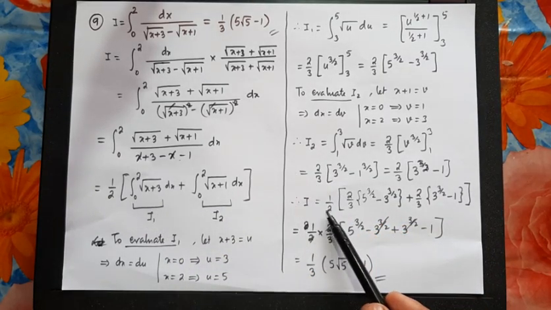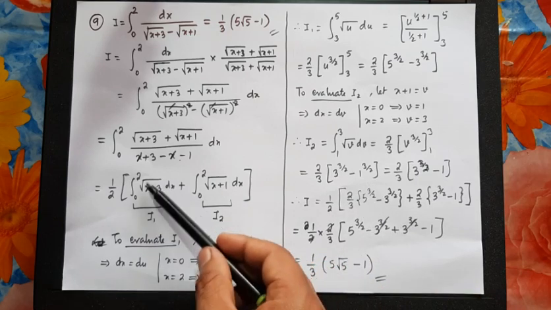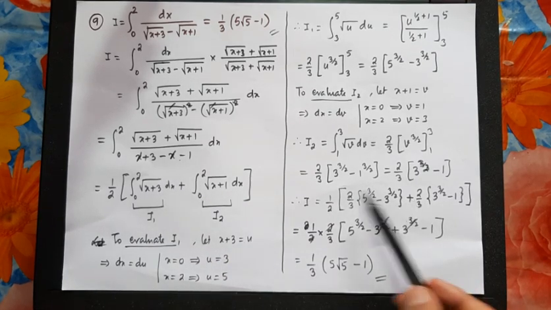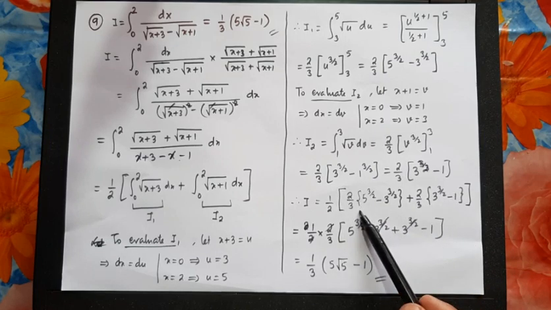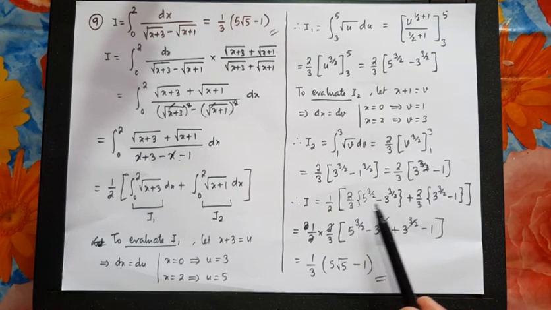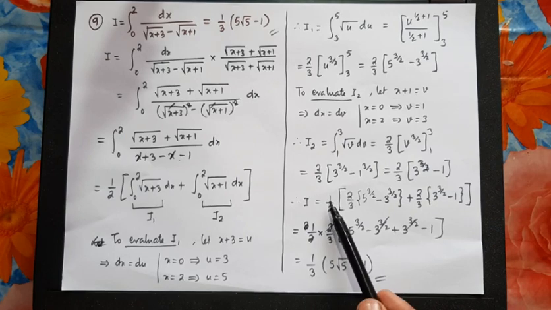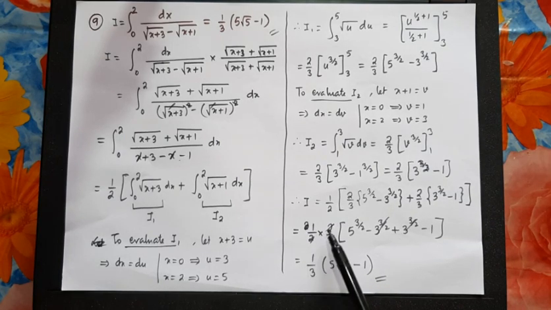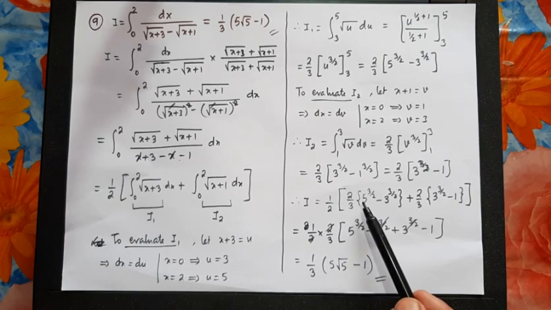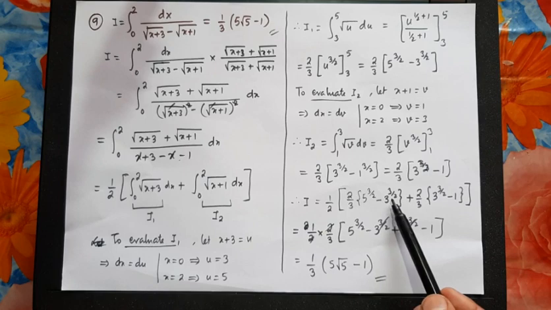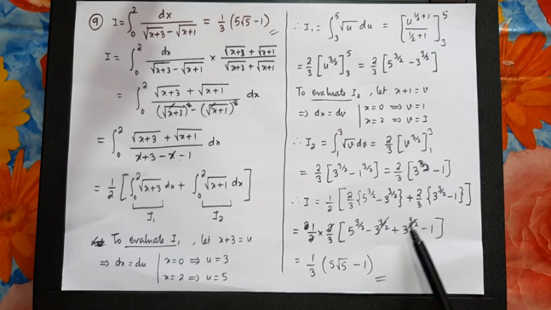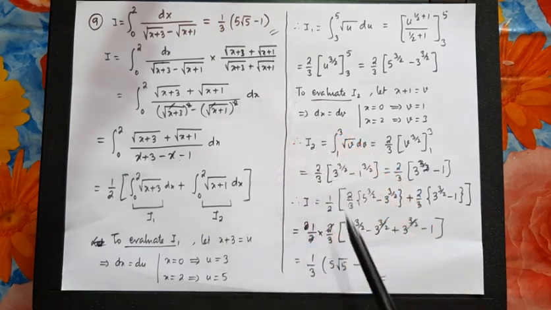So I is equal to half I1. So half I1 is this much plus I2, and I2 is this much. So we see that 2 by 3 is also common. So let me take out 2 by 3 outside. So we have 1 by 2 into 2 by 3. So this 2 and 2 get cancelled. So we have 1 by 3 left. So from here we have 5 to the power 3 by 2 minus 3 to the power 3 by 2, and from here plus 3 to the power 3 by 2 minus 1. So these two again get cancelled. And what is 5 to the power 3 by 2? It is nothing but 5 root 5, and we have got minus 1 here. So that's what we need to prove according to the question.